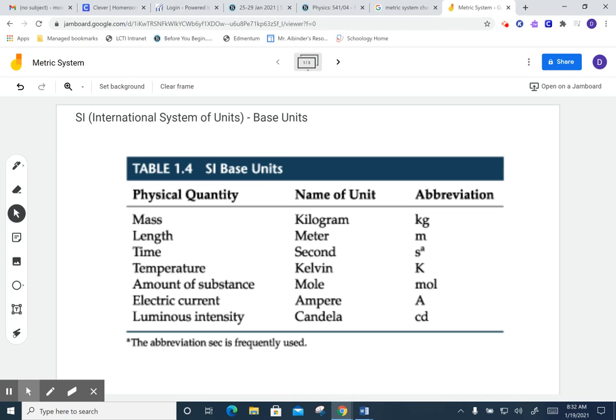All right, physics. This is Mr. Moore. I'm going to do a quick overview of the metric system. Okay.